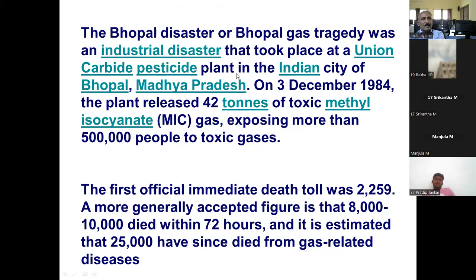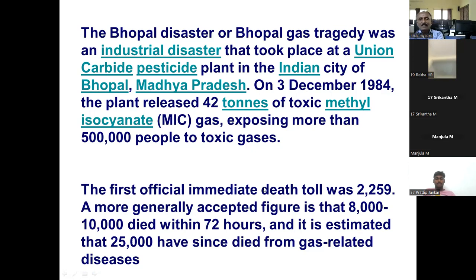See, due to industrial activity, the Bhopal gas tragedy resulted. Because of negligence or mismanagement of the activity in such industries, on 3rd December about 42 tons of methyl isocyanate gas was released. More than 5 lakh people were exposed to these toxic gases. And immediately 10,000 people died within 72 hours. 10,000 people were dead within 72 hours.